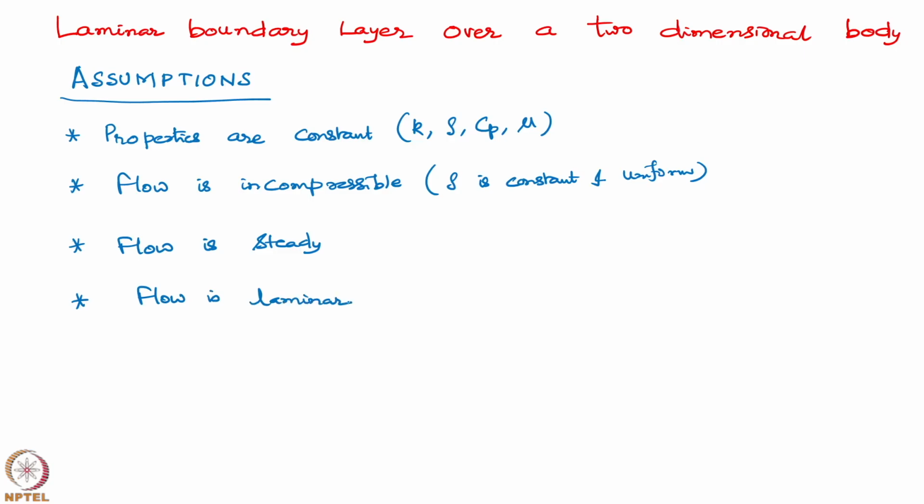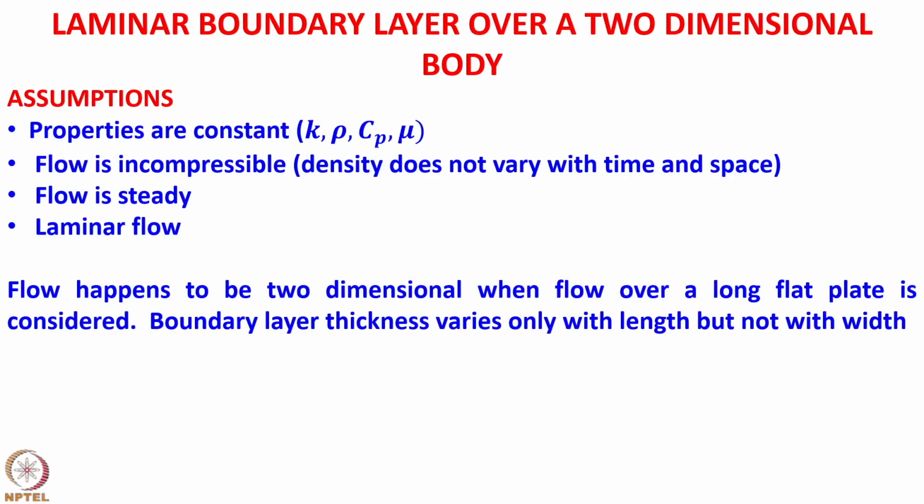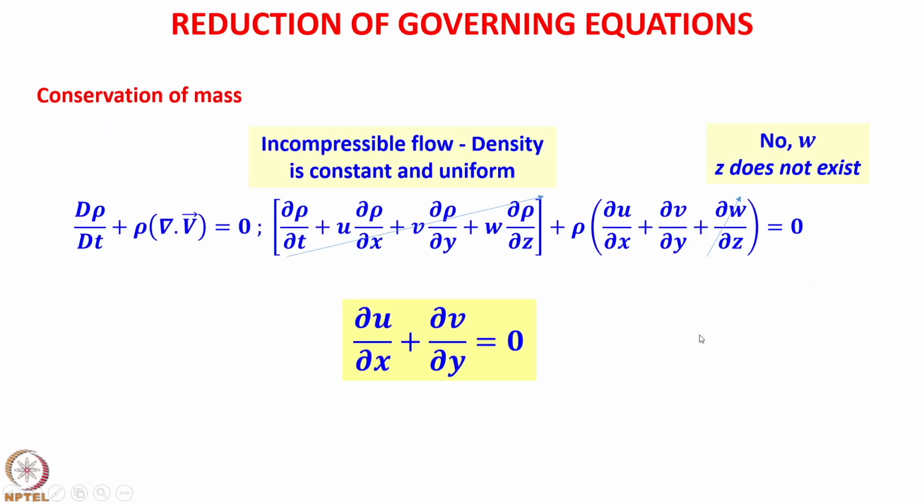Under these conditions, I consider flow over a flat plate. Very simple case. If I take flow over a flat plate, then things will only vary with length. In that case, I have considered the flow to be two-dimensional, as the flow over a long flat plate is considered. Boundary layer thickness varies only with length but not with width.